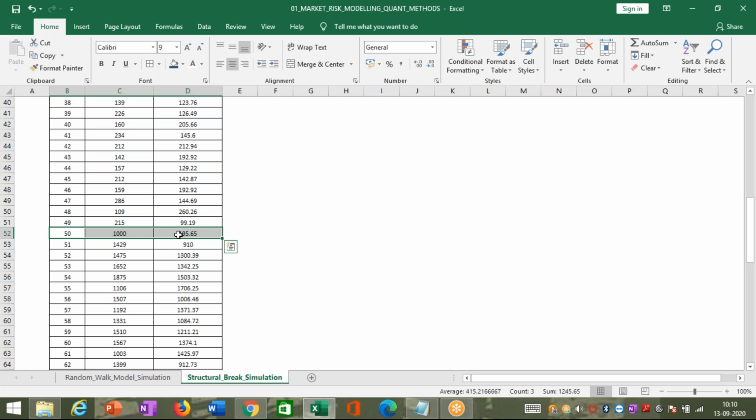So what you will see is that even though there are two types of patterns in your data, that one single point is going to bias your output, right? And this is the key limitation of the ADF process.